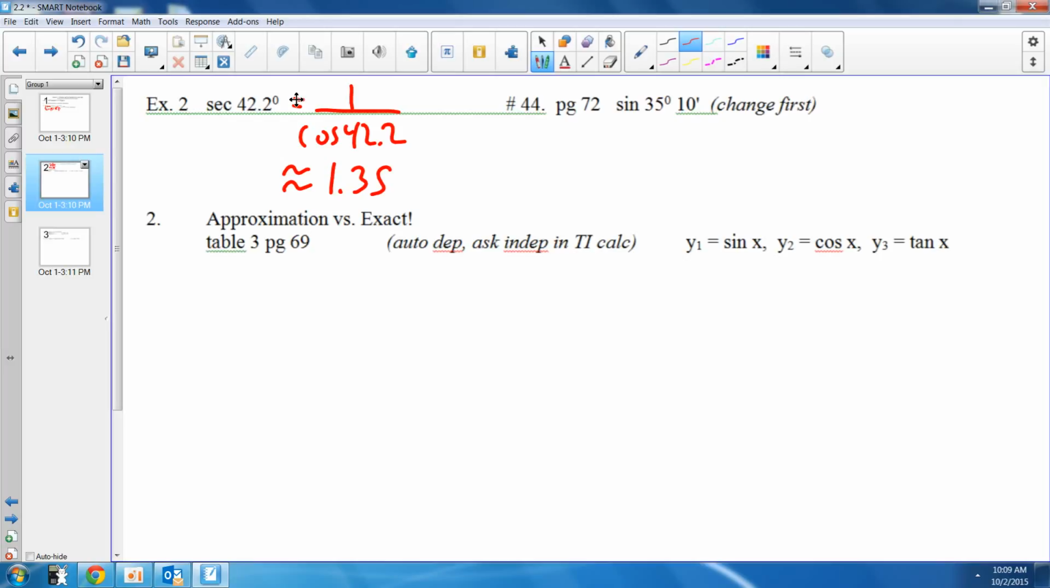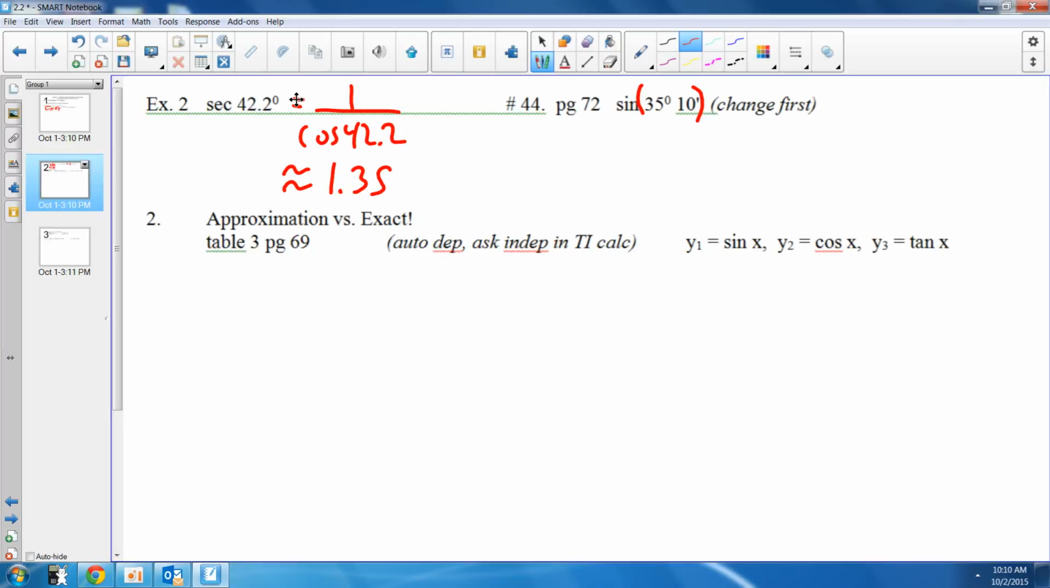Let's take a look at the next one. I have the sine of 35 degrees and 10 minutes. Now, be careful, because in your calculator, you can't just plug in 35.10, because your calculator is going to read degrees only with the trig function. So you have to convert the 10 minutes to degrees, and then the calculator will understand that you're only talking degrees and compute what it needs to.